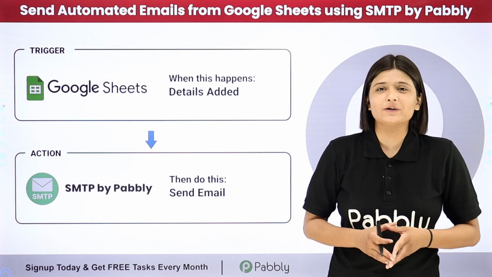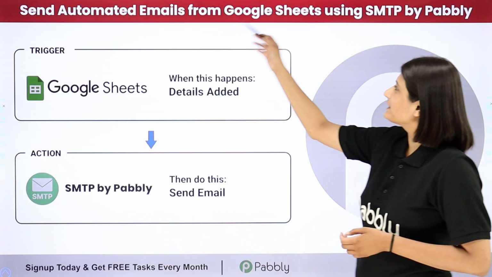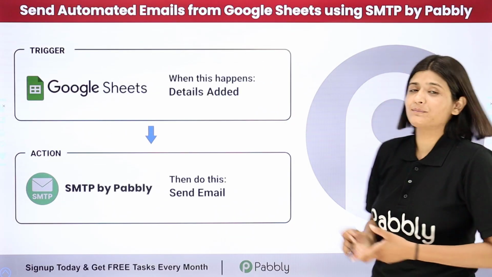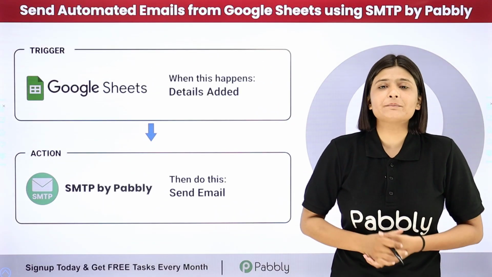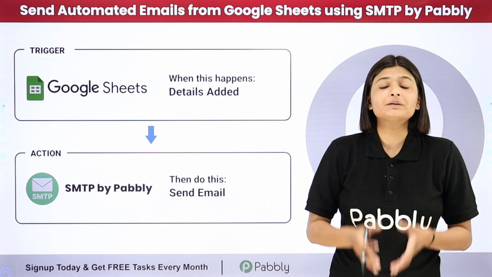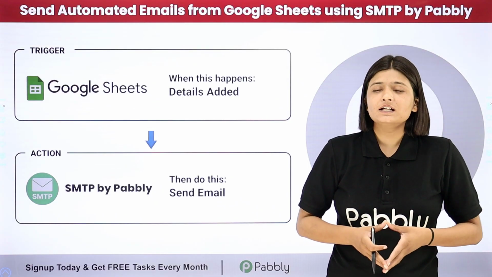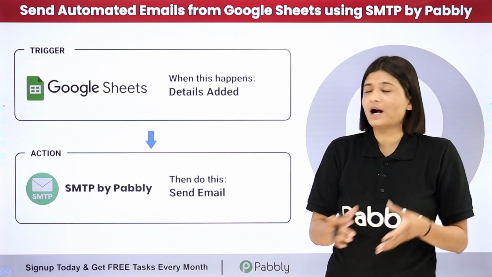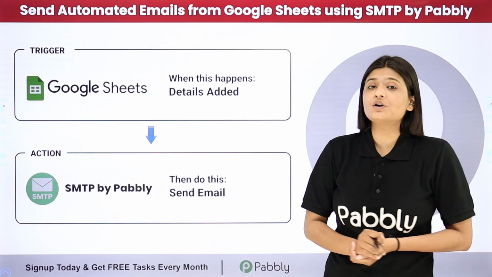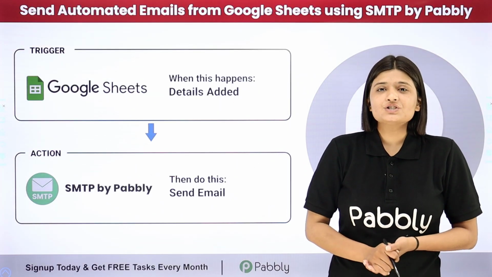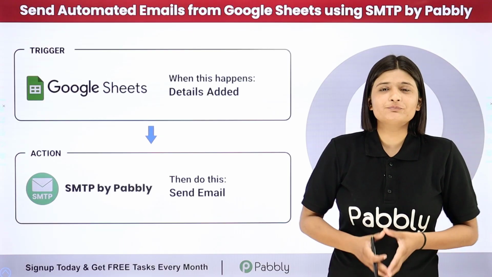So in this video, we are going to learn how to send automated emails from Google Sheets using SMTP by Pabbly. So let's suppose I'm an event organizer and receiving participants from various sources. Now I'm adding all these details of the participants in my Google Sheets and want to send automated emails. So I can do this automation with the help of Pabbly Connect.